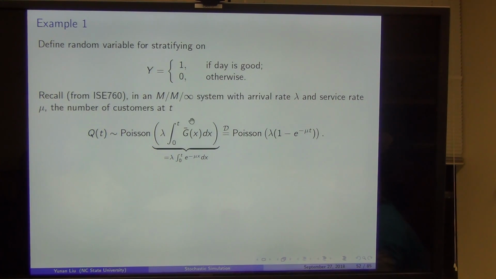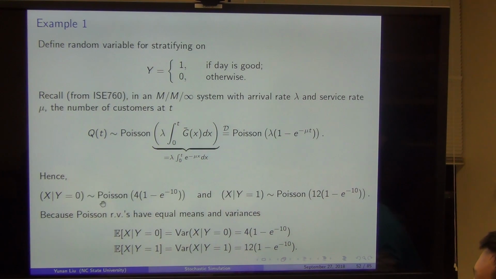Okay? So you can compute this in this case. If you just solve this integral, you have a Poisson random variable whose mean is lambda times 1 minus the exponential function. Given y equals 0, x will be a Poisson random variable having this mean, because the mean depends on lambda, and lambda can be 4 or 12. Actually, I don't need to create a y. I can just use lambda as my stratification variable. So x given lambda equals 4 is a Poisson random variable with this mean, and x given lambda equals 12 is a Poisson random variable with this mean. It doesn't matter, since y and lambda have a one-to-one correspondence.